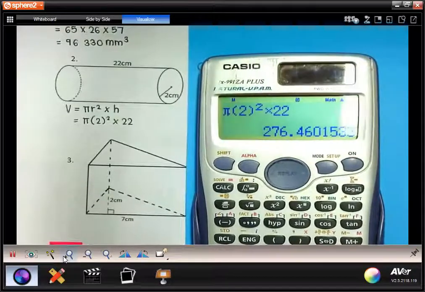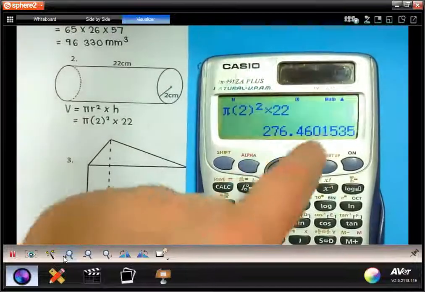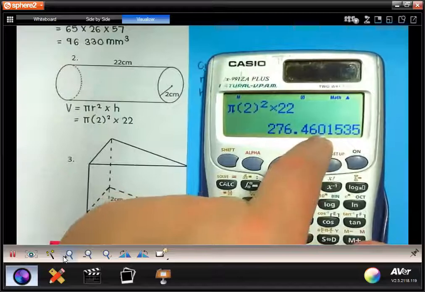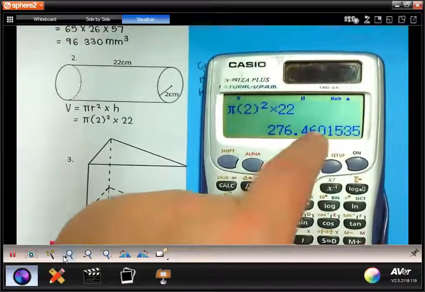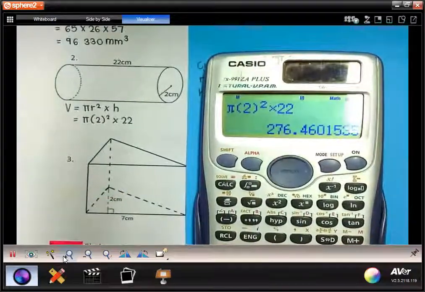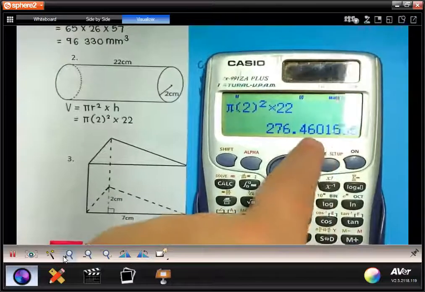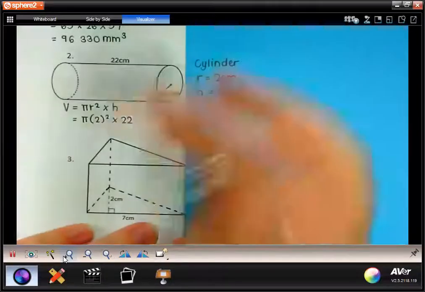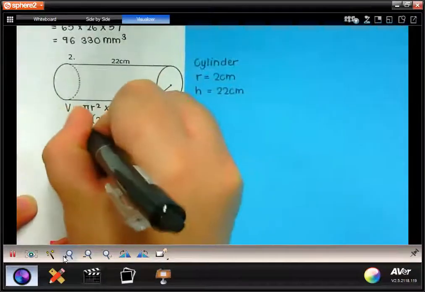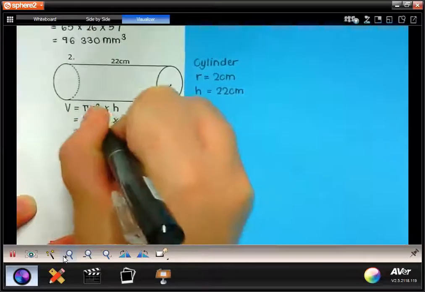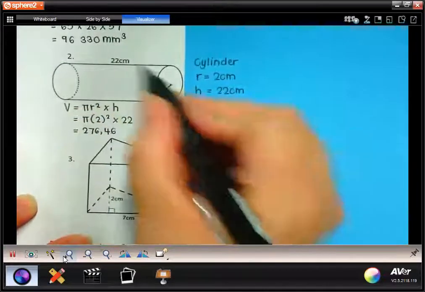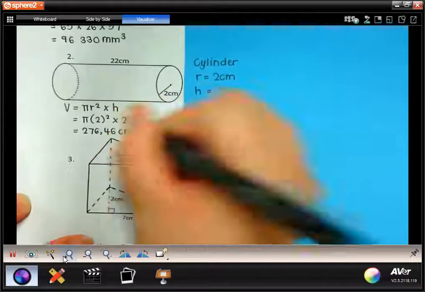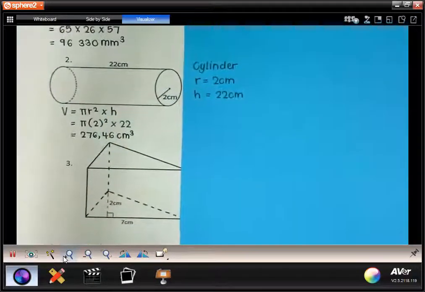So you're going to write down 276.46, right? The number after 6 is a 0, meaning that we're going to leave the 6 as it was. If it was a 5 or something bigger than a 5, then we would have rounded up. So we would have changed that 6 to a 7. All right, so that is 276.46. And now this was centimeters, so we're going to write centimeters, but because it's volume, we're going to cube it.